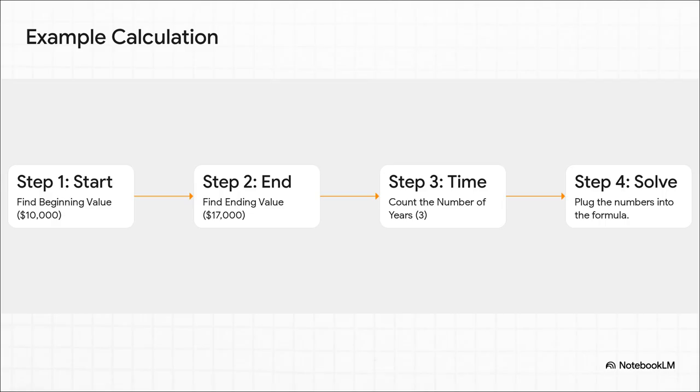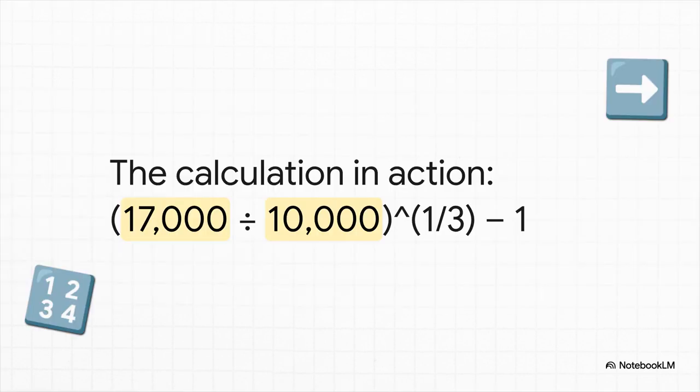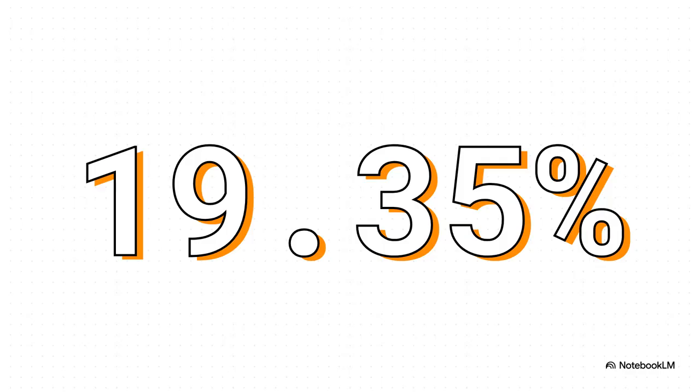Let's say you invested $10,000. That's your beginning value. And after 3 years, it's now worth $17,000. That's your ending value. And the number of years, our N, is 3. Easy enough, right? Now we just have to plug them in. So we just pop the numbers into the formula. We take our ending value, 17,000, and divide it by our starting value of 10,000. Then we take that result and raise it to the power of 1/3, because it was 3 years. And from that final number, we just subtract 1, and boom, there's our number, 19.35%.